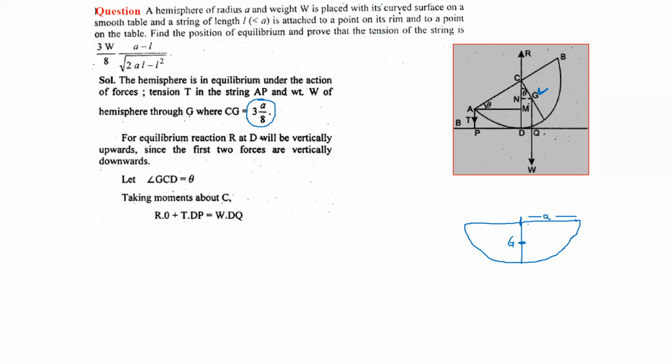Now what we have done to this hemisphere: with its curved surface on a smooth table. So this is the curved surface which is placed on the smooth table. Here we have the table and the hemisphere is placed. Now what we have done, a string of length L less than A. This is the string and its length is less than A.